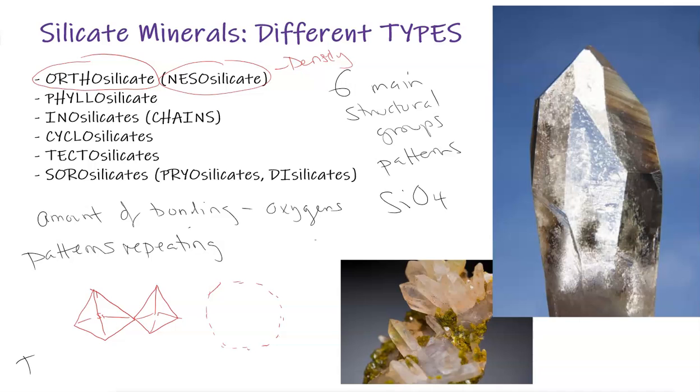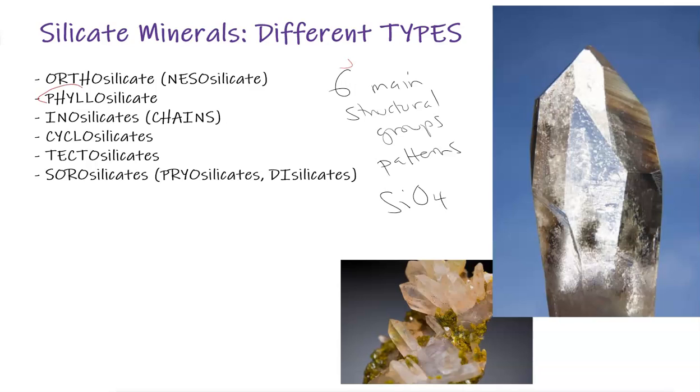So that will be your topaz as an example, your zircon as an example. All right, and these are usually isolated single short, small chains of repeating silica using the one oxygen right here and going around in a circle type shape. Next is your phyllosilicate right here.